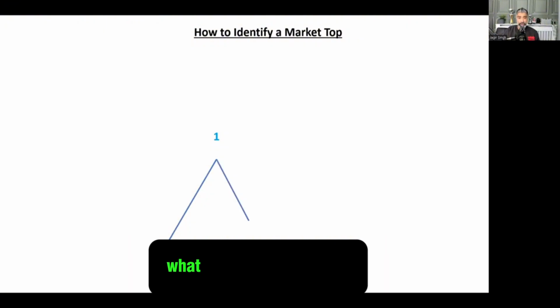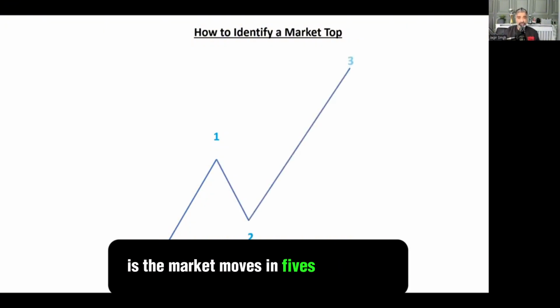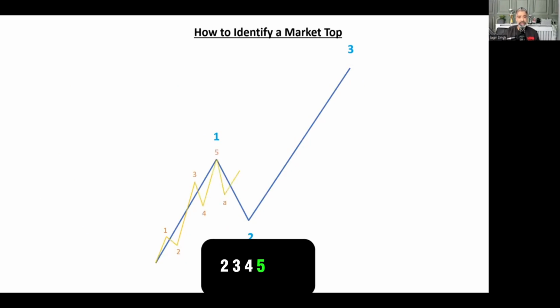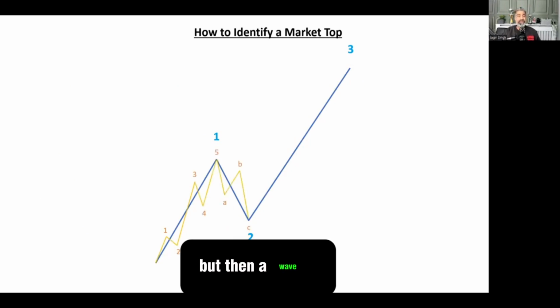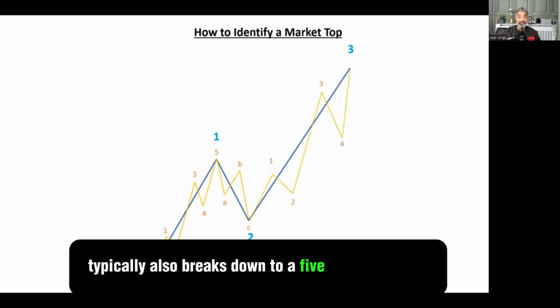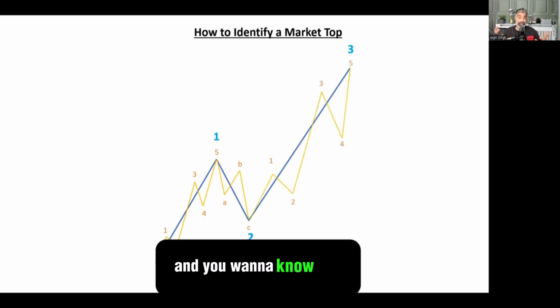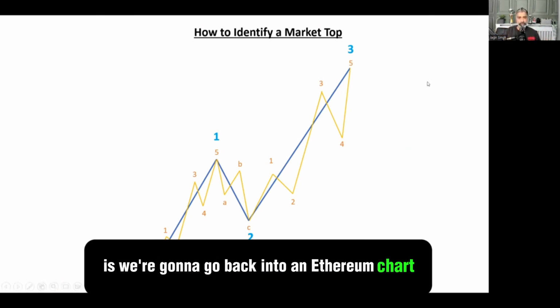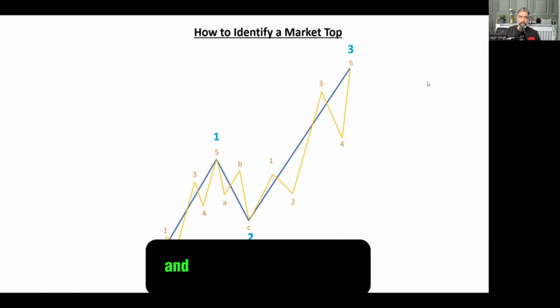So again, what we want to understand is the market moves in 5s and 3s. We want to use Ethereum as the example. 1, 2, 3, 4, 5, ABC. But then a wave 3 typically also breaks down to a 5-wave structure. And you want to know this. But what we're going to do now is go back into an Ethereum chart. And I'm going to do two things.